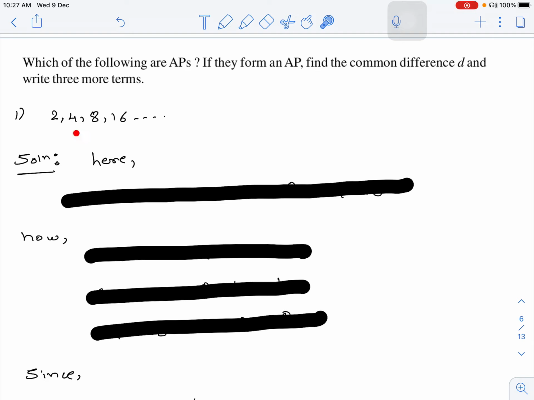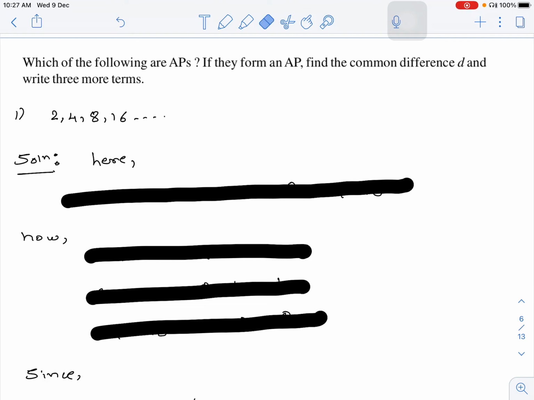Now to check whether they are forming an AP or not, only one thing we have to do. We have to check whether the difference between the consecutive terms is the same or not. If it is the same, we can say that they are forming an AP. If not, they are not forming an AP.